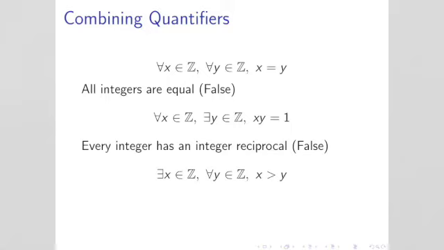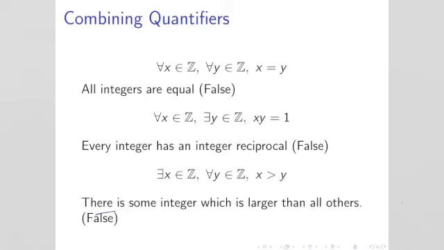How about this? There is an integer x so that for every integer y, x is greater than y. Let's think about what that's really saying. There is an integer x which is larger than all other integers. Well, not even all other integers. This doesn't say that x and y have to be different. So there is some integer which is larger than all integers. And we know that that's not true. There's no maximum integer.